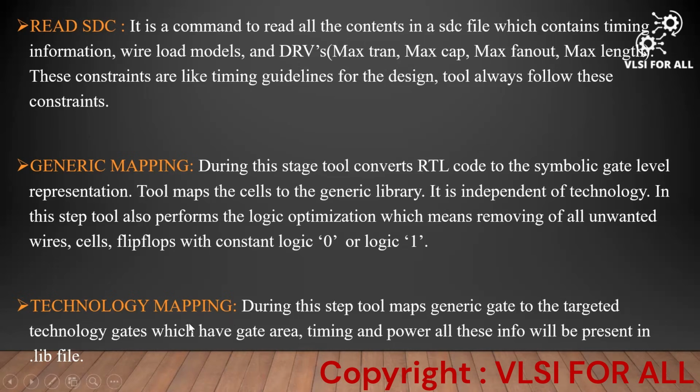The next stage is technology mapping. In technology mapping, after getting the gate-level netlist, which is in the form of generic gates, the tool maps the generic gates into the technology file. Whatever technology node we are working with, that technology file will be provided, and according to that, it will be mapped.